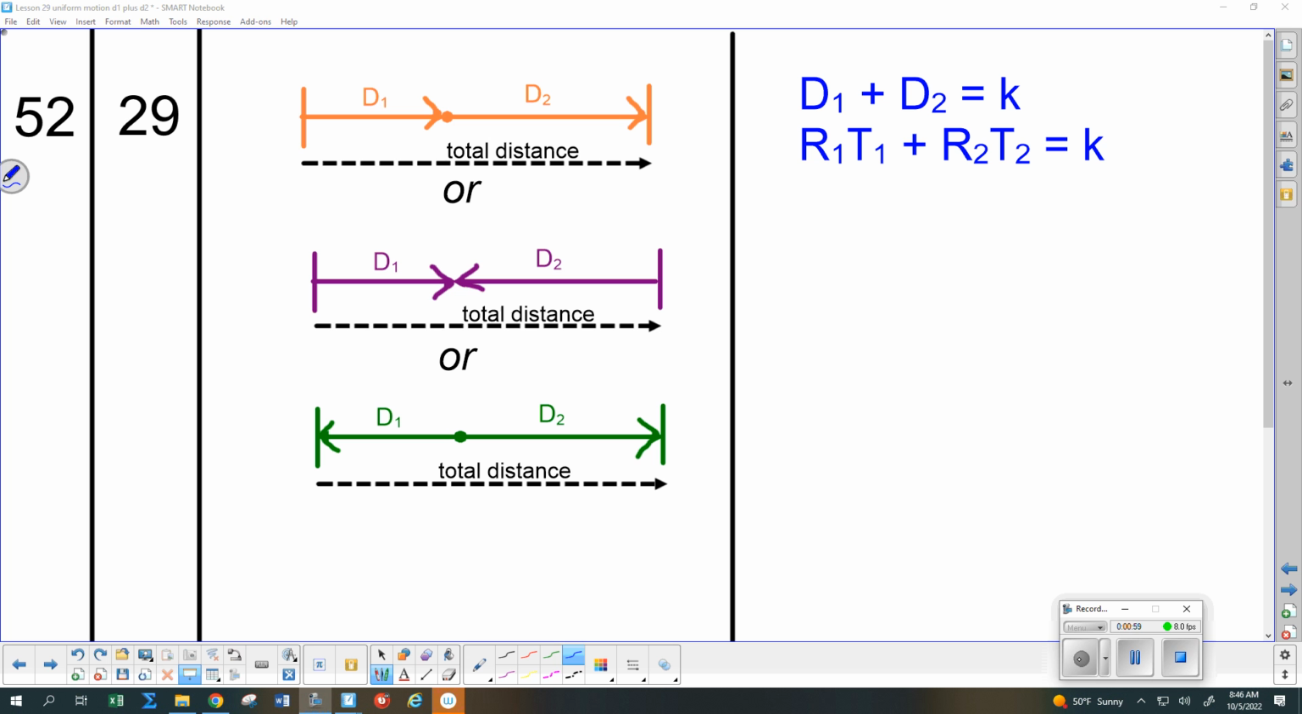But the diagram always has to have two rows in it so that once you write it, you look at it and you say, oh, my top row and my bottom row are equal. The top row is D1 plus D2. The bottom row is the total distance. D1 plus D2 equals the total distance. And then you put in RT for each of the Ds.